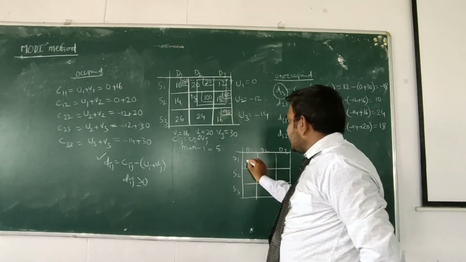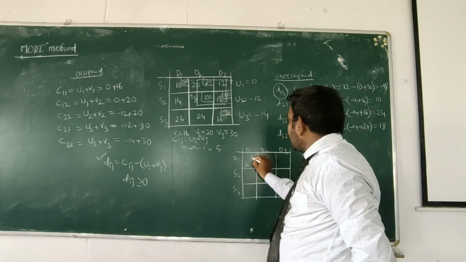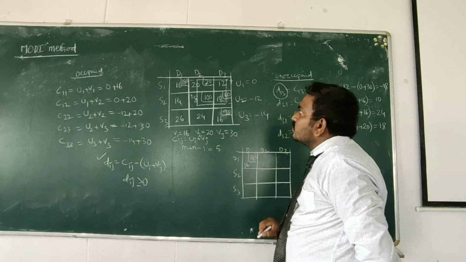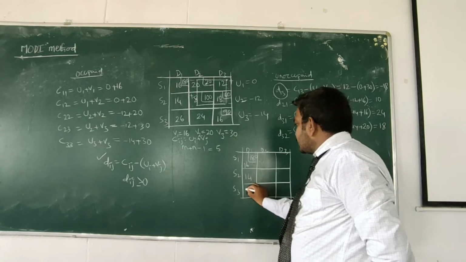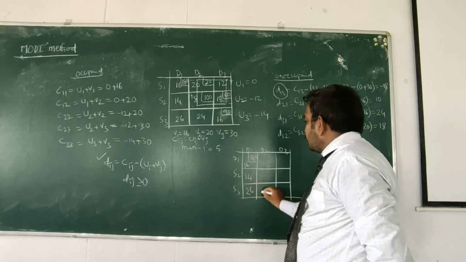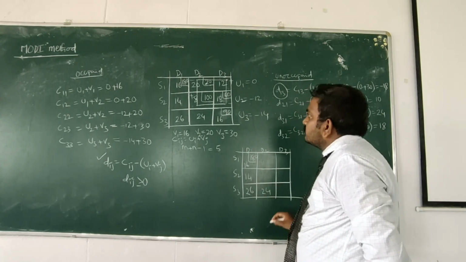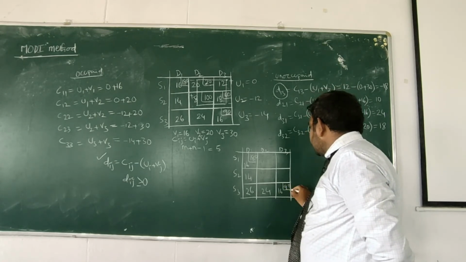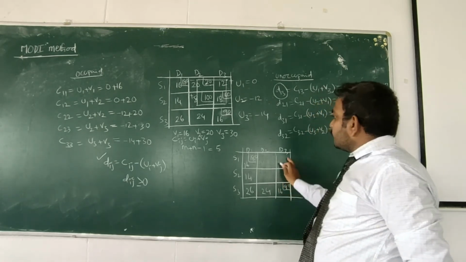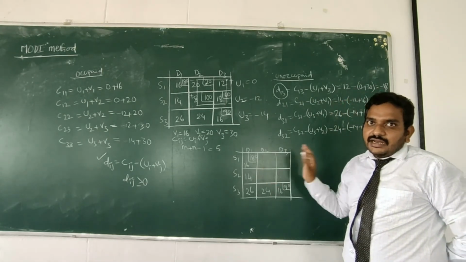Firstly, there is a 16, S1, D1, allocated 180, it's not related to the closed loop. And the second one, this is 14, this is 26, 24, this is 16 with the 90 allocated. And these four are changed right here.